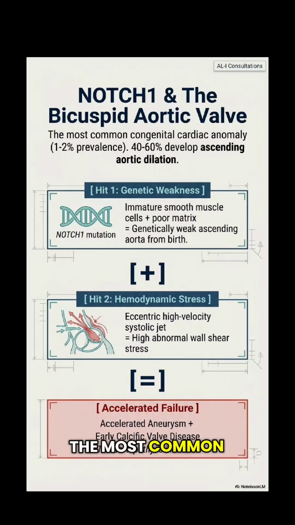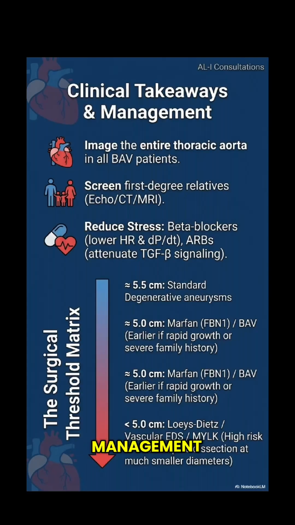It's the most common congenital cardiac anomaly. 40 to 60% develop ascending aortic dilatation. The first hit is a genetic weakness causing immature smooth muscle cells with a poor matrix, a genetically weak ascending aorta. The second hit is a hemodynamic stress due to an eccentric high velocity systolic jet. Then there's accelerated failure, accelerated aneurysm, and early calcific cardiac valve disease. The aortopathy is intrinsic.